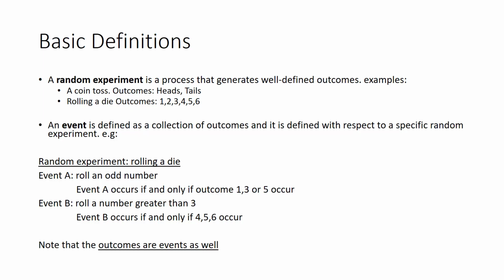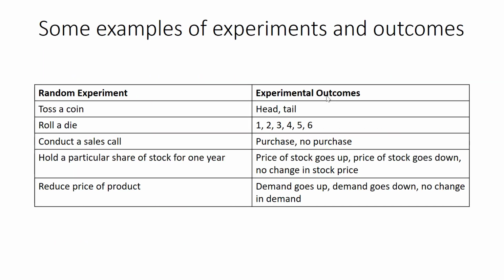Now let's go ahead and take a look at some experiments and their associated outcomes. We already talked about the first two, tossing a coin and rolling a die, and these are their outcomes. Then from business we can have the conduct of a sales call. We're calling somebody and the outcome is that this person is going to purchase or is not going to purchase, so we have the two outcomes.